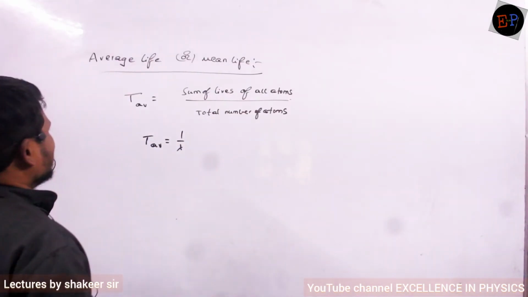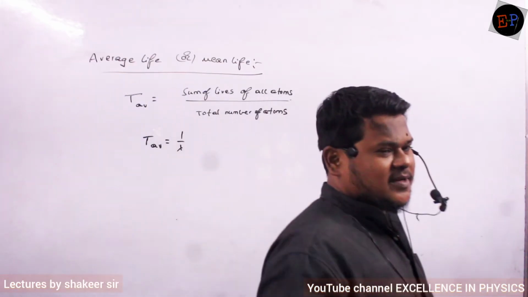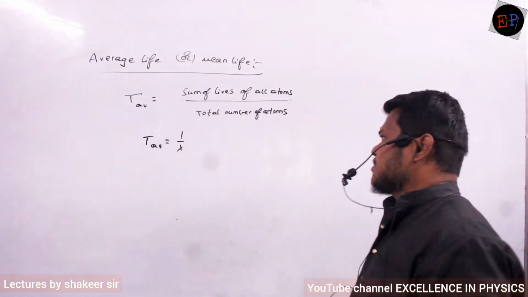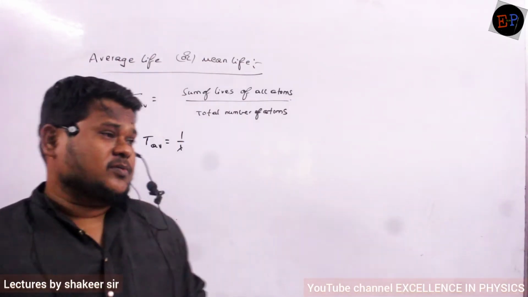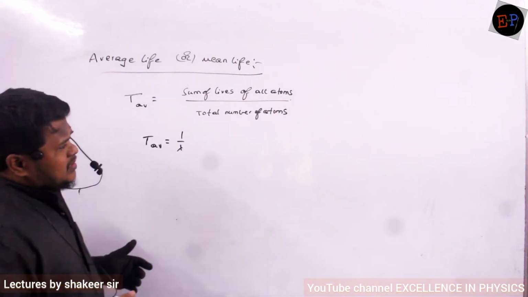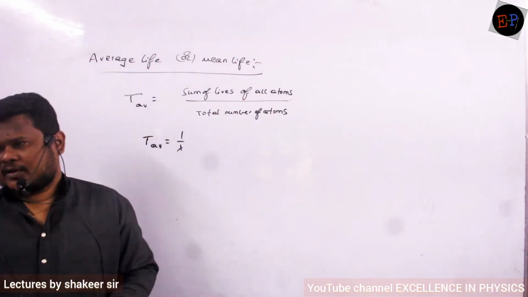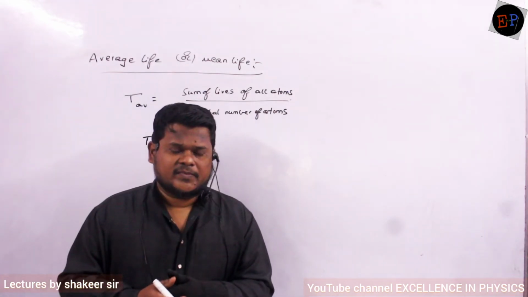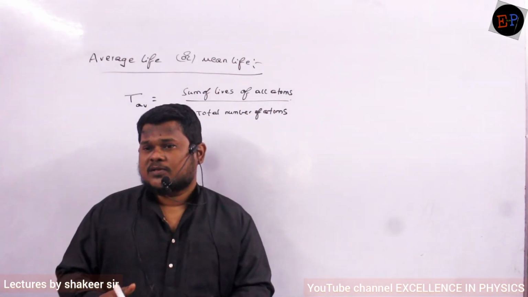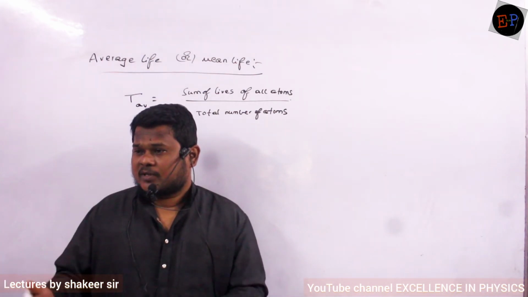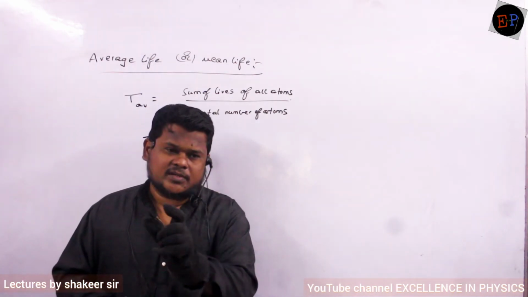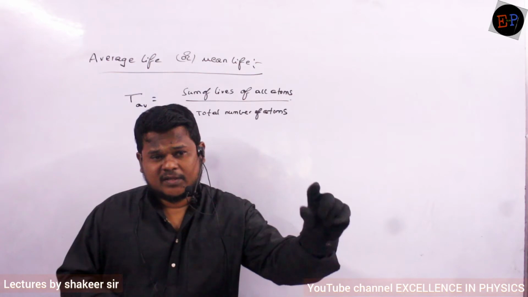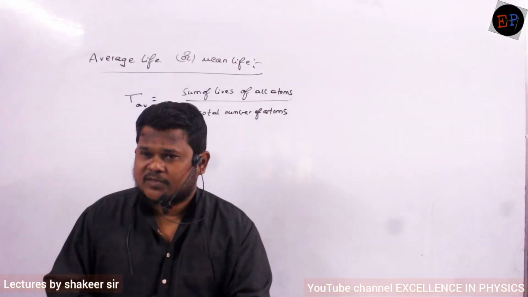So next concept is average life or mean life. When an atom will disintegrate, we don't have any idea, according to Rutherford's law of radioactivity. When an atom disintegrates or when an atom doesn't disintegrate, we don't have any idea. So what we do is we take the average life of each atom present in a radioactive substance.